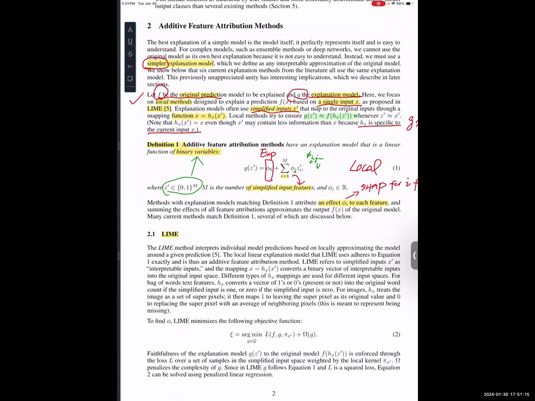If we go back, we emphasize this is what they call a local method. Basically, it explains a prediction based on one single input. So that's an important one. F is a fitted model that will be applied to every X, but this G will have different coefficients when we estimate it.